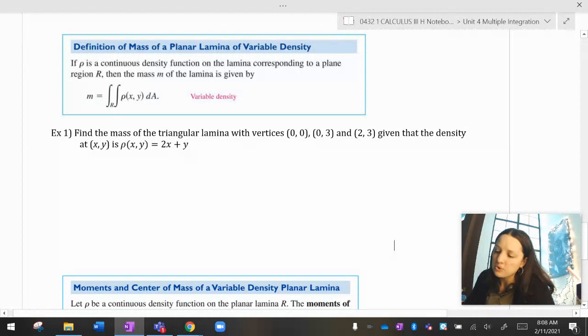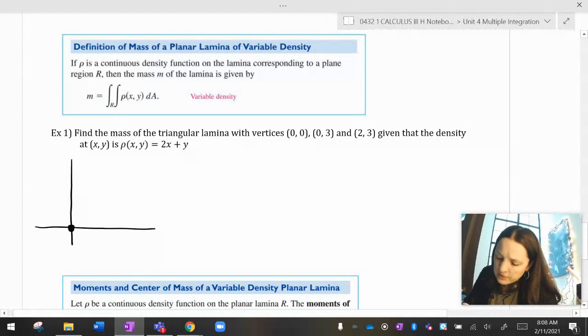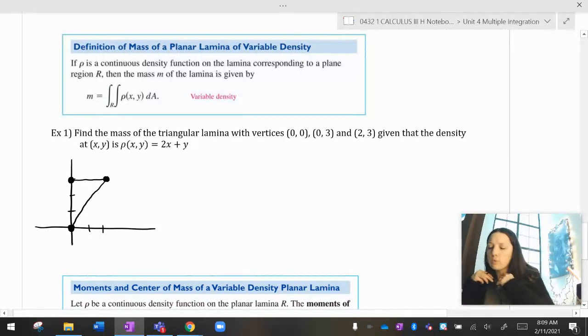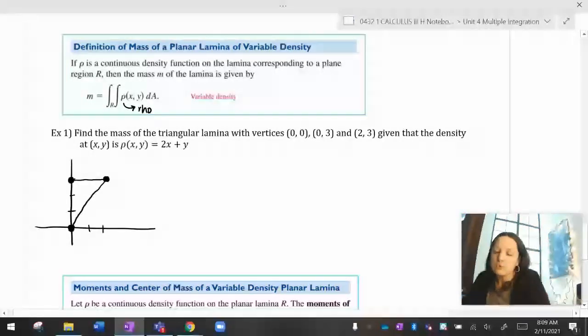So it says find the mass of the triangular lamina with vertices at 0, 0, 0, 3, and 2, 3. If the density function is rho equals 2x plus y, that curly p thing is called rho, R-H-O, BTW. So rho is 2x plus y.